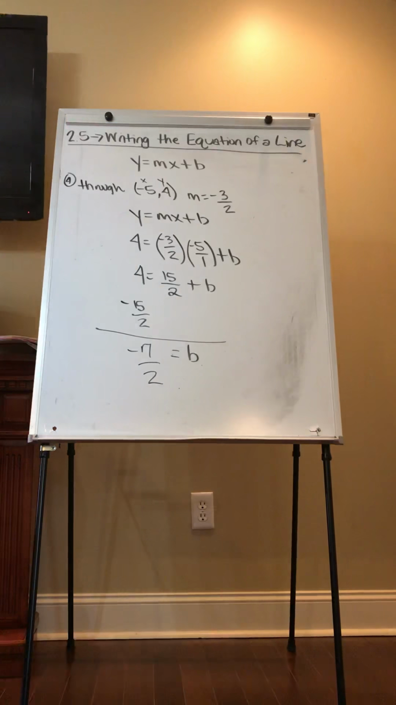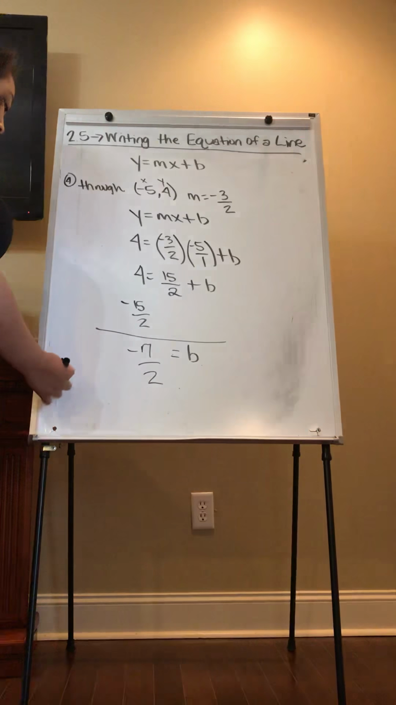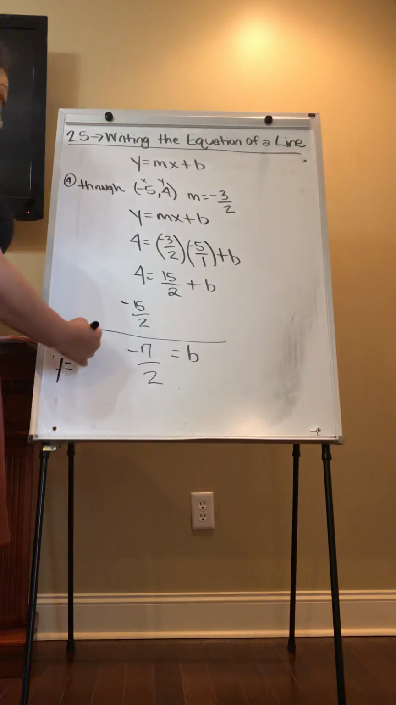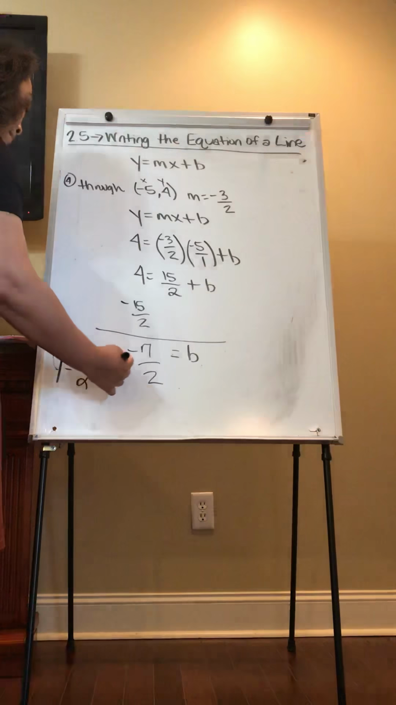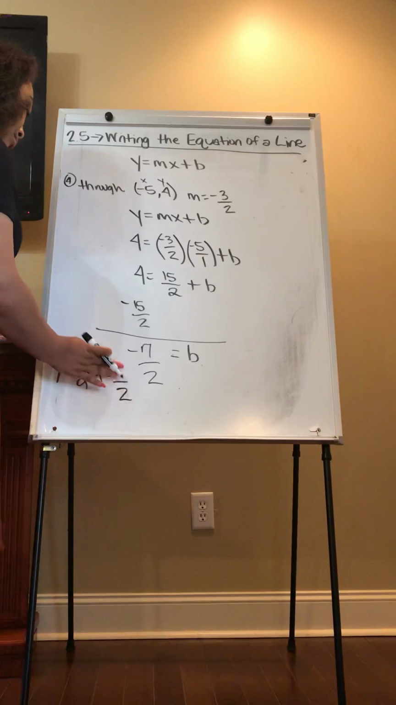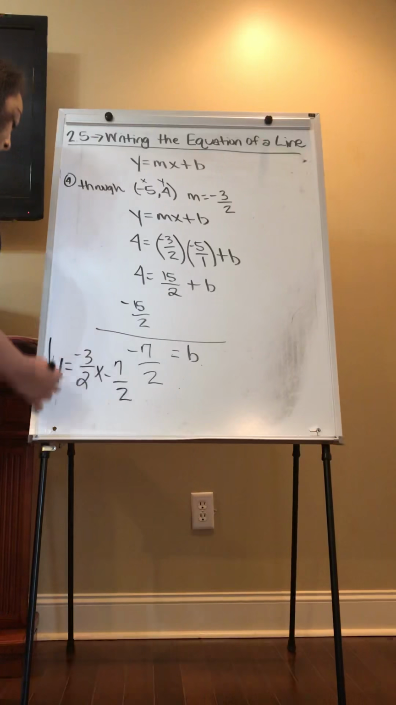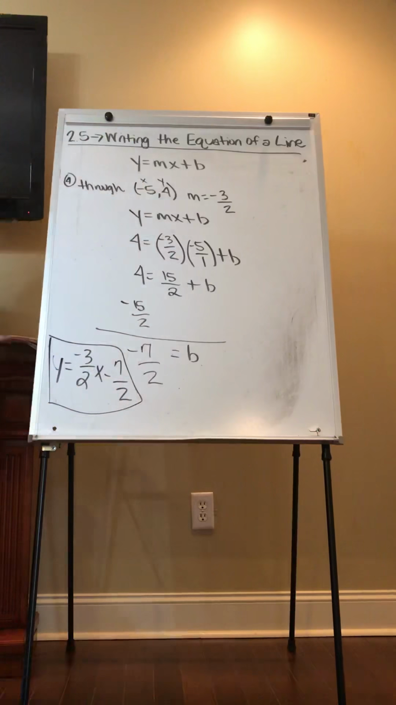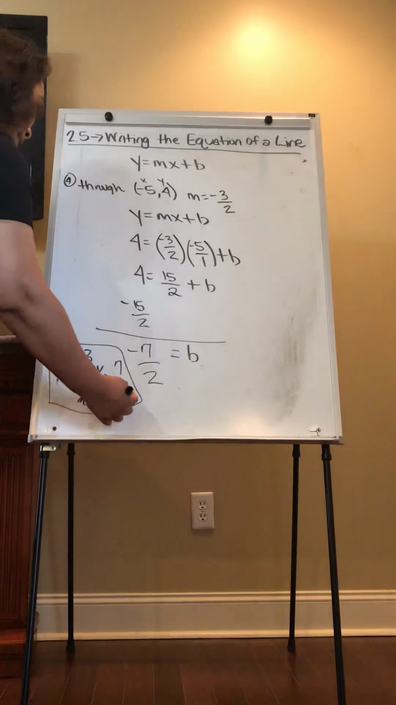I don't want a decimal. Keep it as a fraction. So we're going to write our equation. It's y equals -3/2x minus 7/2. And that's your equation. This is your m, and this is your b.